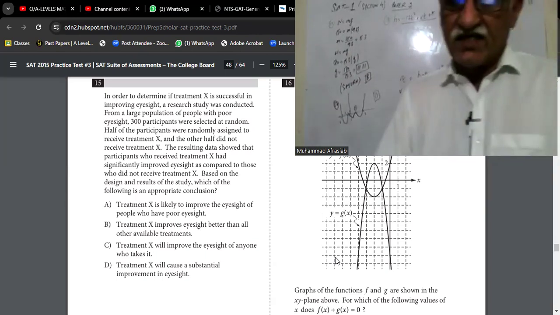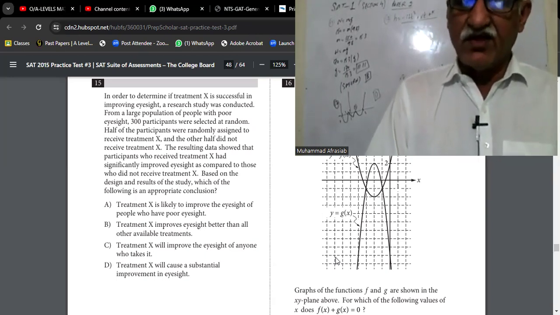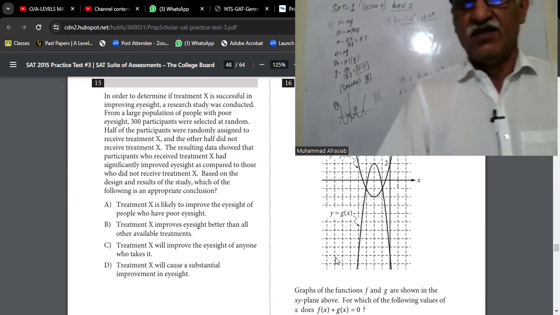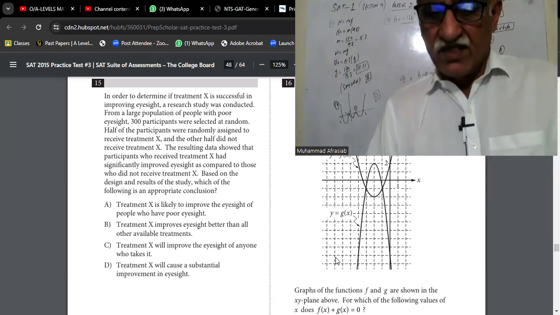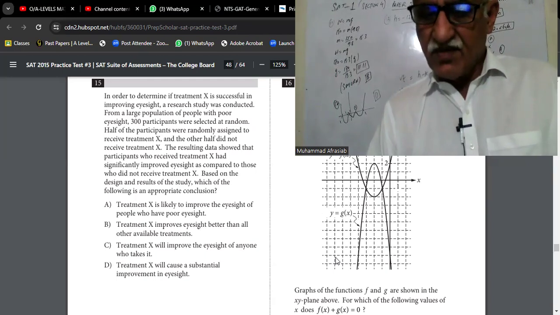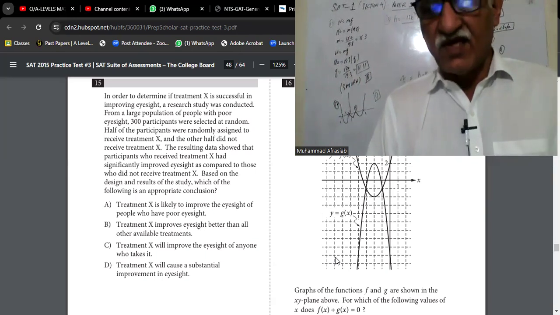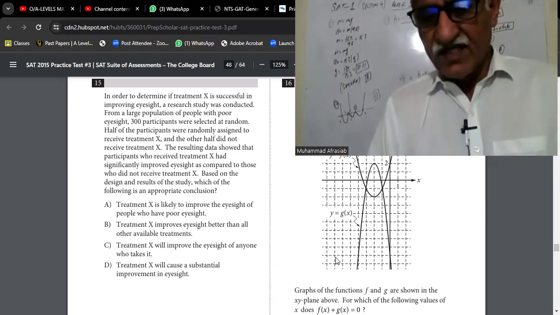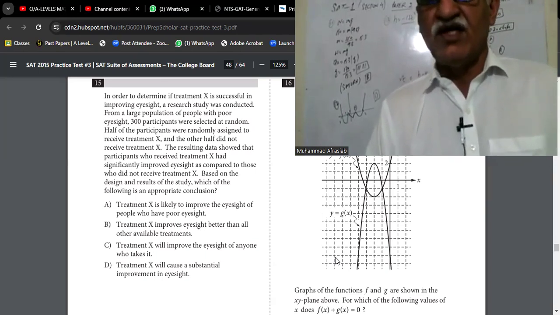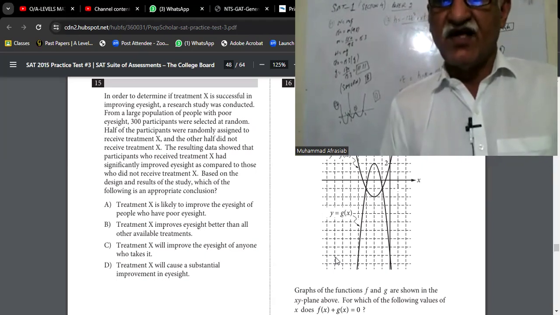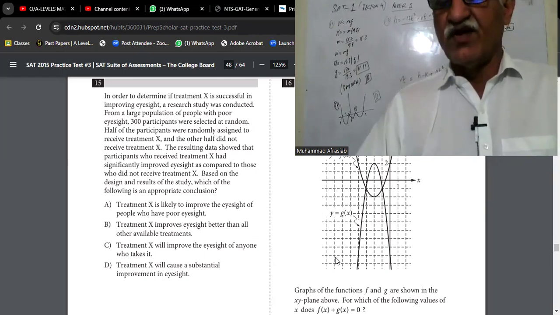B. If we look at that, treatment X improves the eyesight better than all the other. No, it is not true, because they just selected 300 for X, those who have improved their eyesight. Choice C, treatment X will improve the eyesight of... it is also wrong because they are just selecting 300 from the people who were selected to improve the eyesight. Treatment X will cause the... So it is also not true, because only one statement is true, that the treatment X is likely to improve the eyesight of people who have poor eyesight.